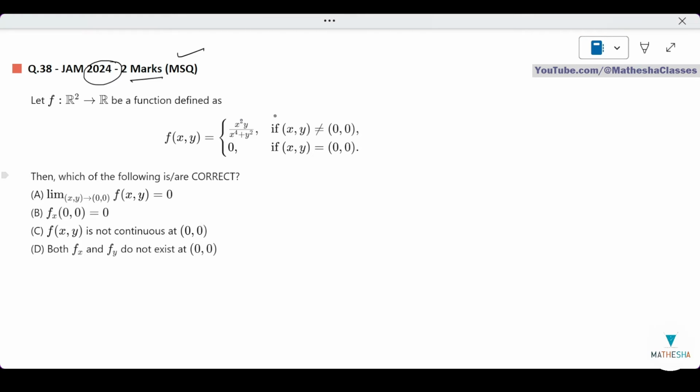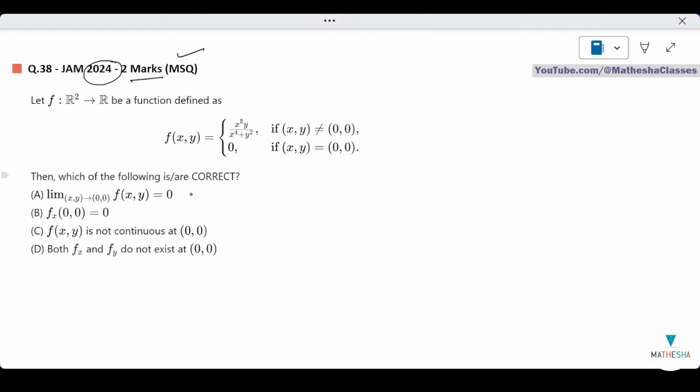So here the function is given as f(x,y) is equal to x square y upon x^4 plus y^4 when (x,y) is not equal to (0,0), and 0 when (x,y) equal to (0,0), means origin. So here you have to tell which of the following answers are correct. Four options are given involving limit, continuity and partial derivative. So let us discuss them one by one.